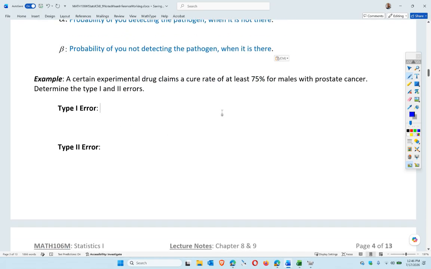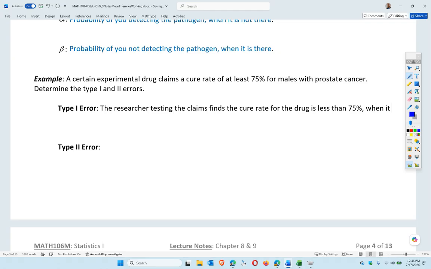Let's say that a certain experimental drug has a cure rate of at least 75% for males with prostate cancer. Determine a type 1 and type 2 error. I wanted to do one that was an inequality one. So the researcher testing the claim finds the cure rate for the drug is less than 75% when it is actually at least 75%, right? So that's a problem. You didn't come up with what it's supposed to be, right?